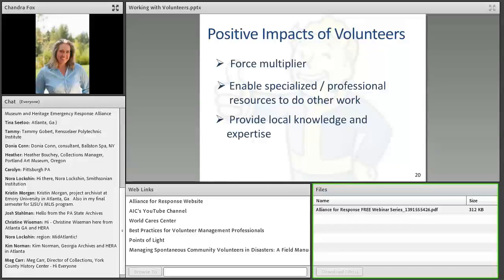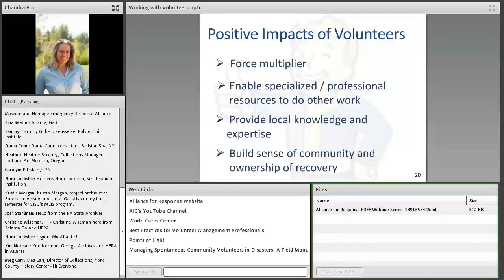They provide local knowledge and expertise. Like I said earlier, the local volunteers we had on the debris field in the landslide incident, they knew the area. They knew who was likely to have been home. They knew these things, and it was very, very helpful to our professional responders on the scene. And folks know things that you might not.